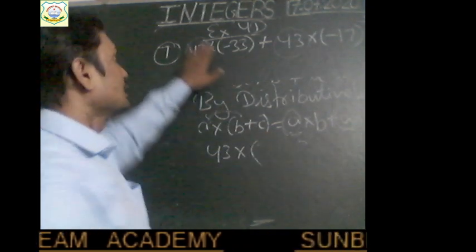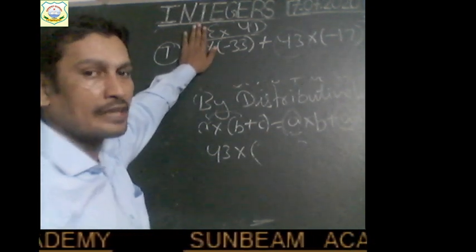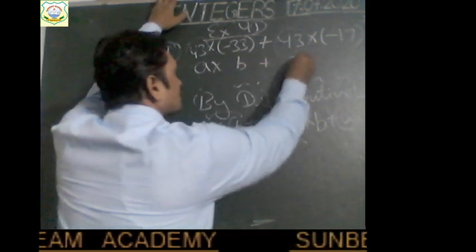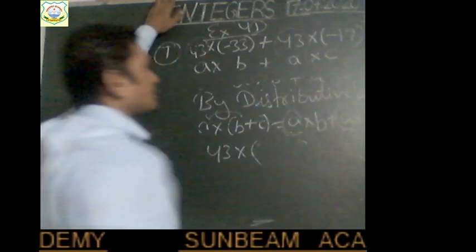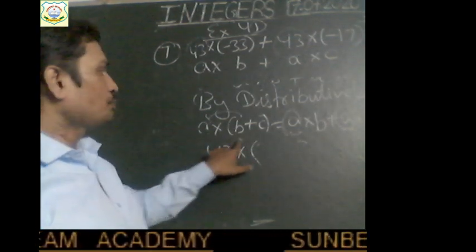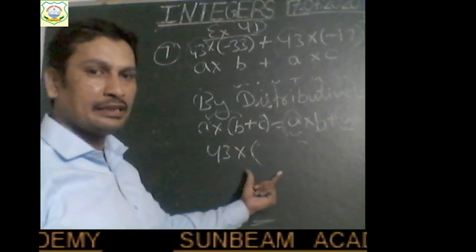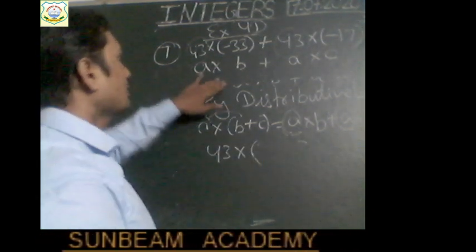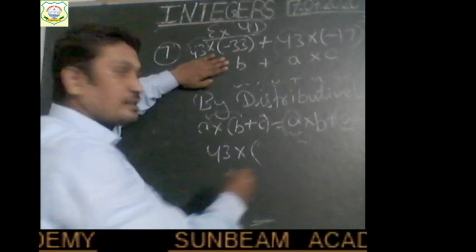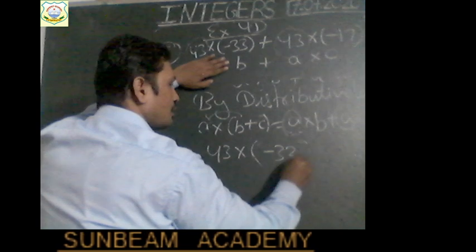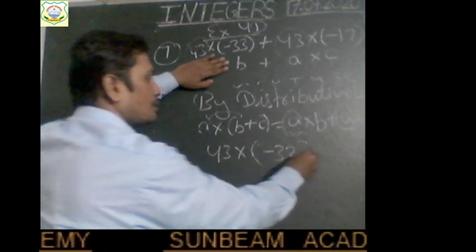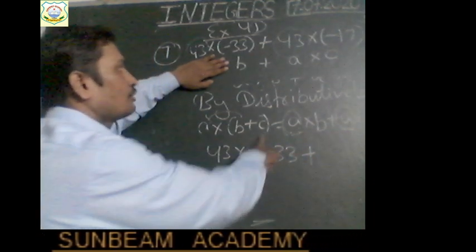If 43 is taken outside, this is a into this one is b plus this is a into this one is c, right? So a is taken outside into b plus c. In the bracket we have to write b plus c. So here a is taken outside. In place of b, what is left? Minus 33. So write minus 33 here, plus c. What is the value of c children?